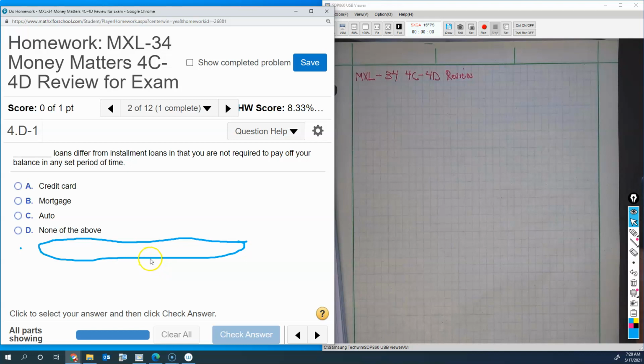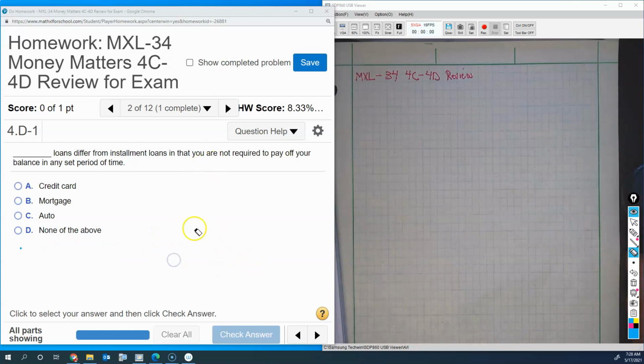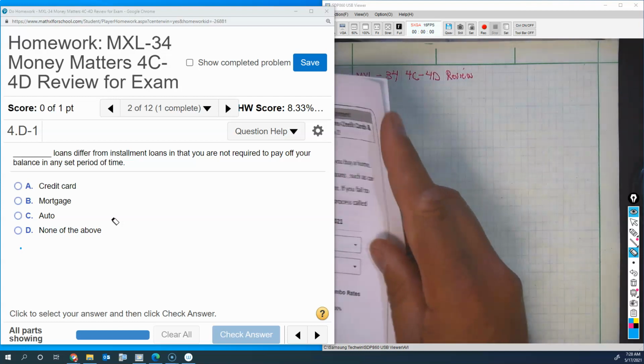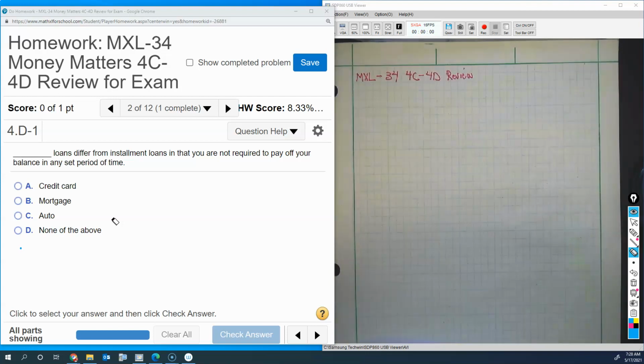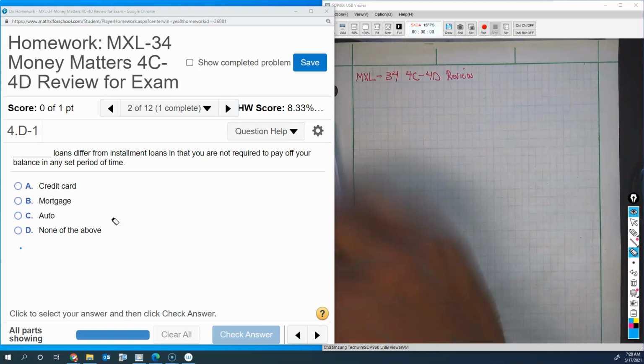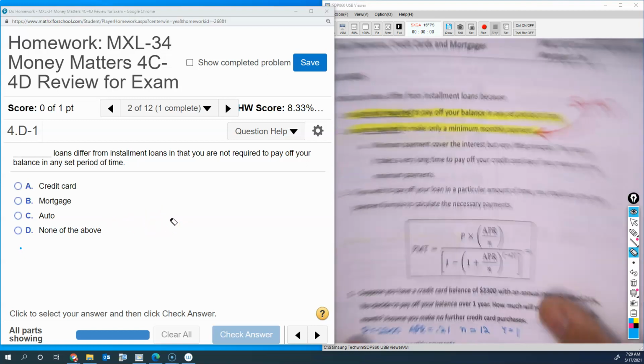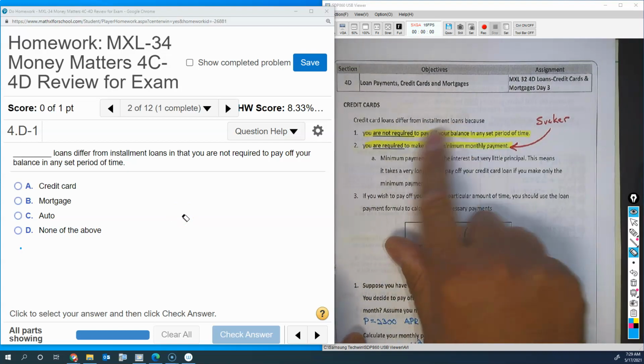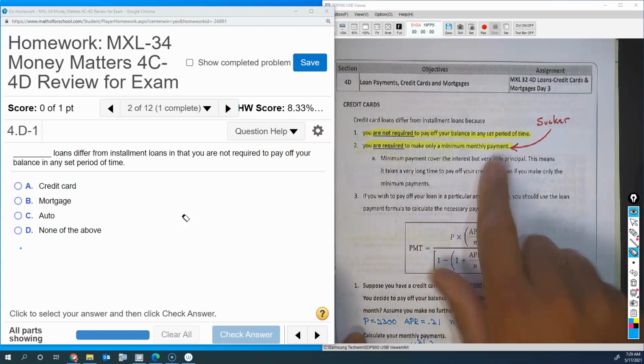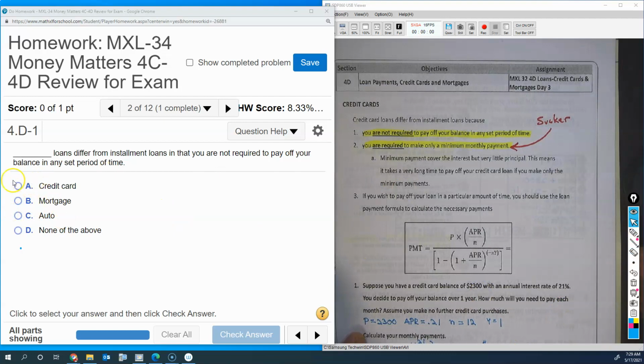All right, a blank loan differs from an installment loan in that you're not required to pay on it. You're not required to pay off your balance at any set time. What is that one? A credit card, a mortgage, an auto loan, or none of the above? Which one doesn't require that it get paid off within a certain amount of time? A credit card, right? So that was right here. Credit cards differ from installment loans because you're not required to pay off your balance at any set period of time. Alrighty.